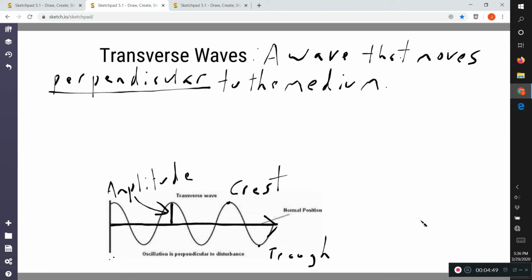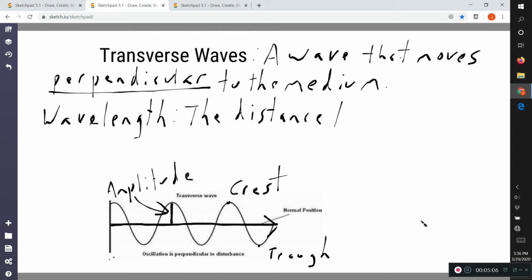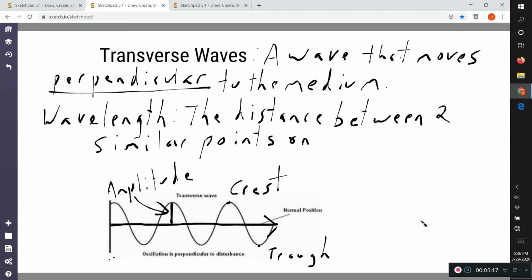Another term we're going to have is that of a wavelength. A wavelength is the distance between two similar points on a wave. So if we look at this trough right here and this trough right here, the distance between them is called the wavelength.